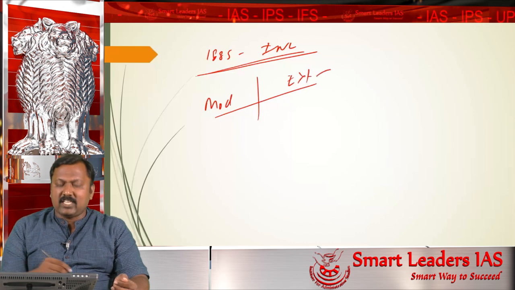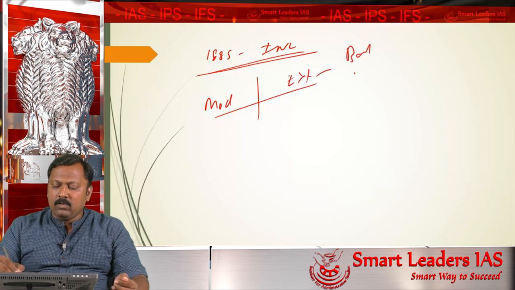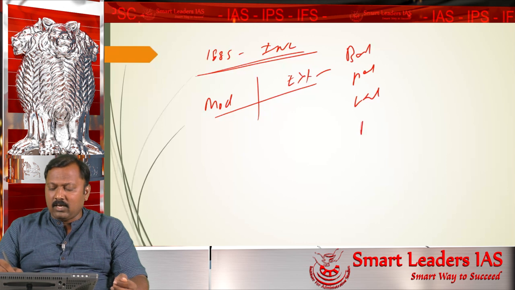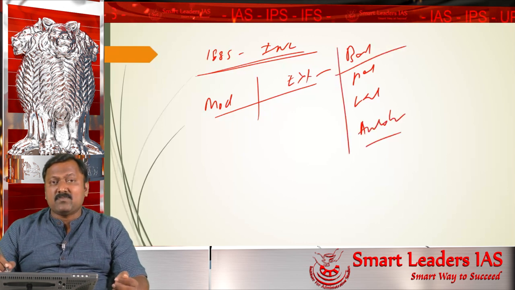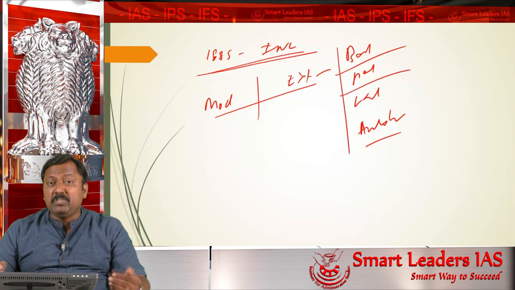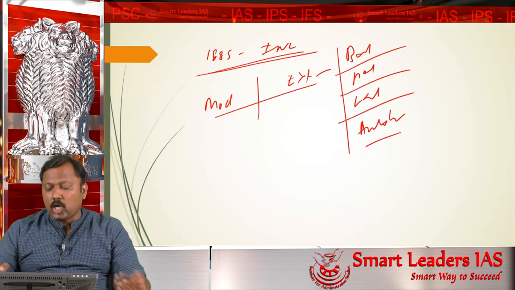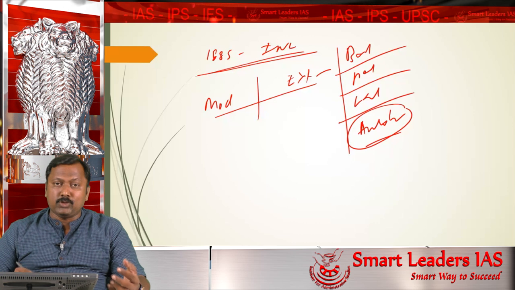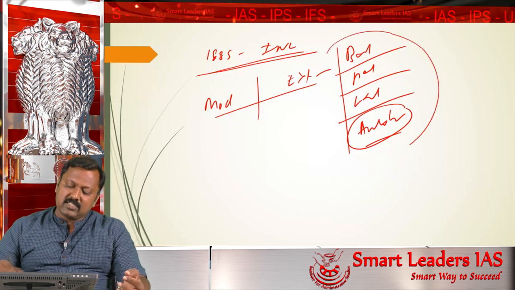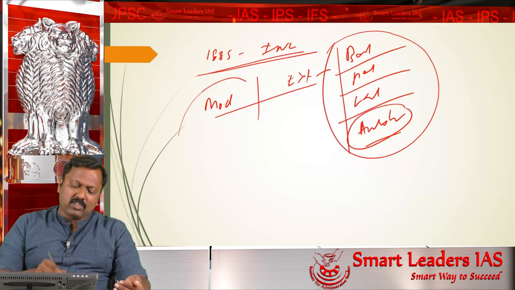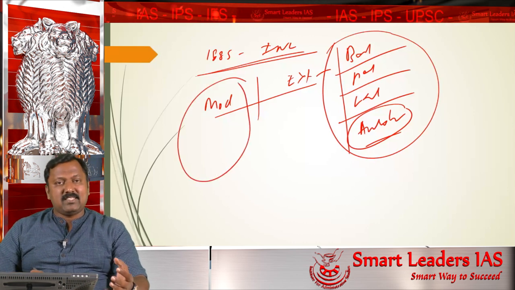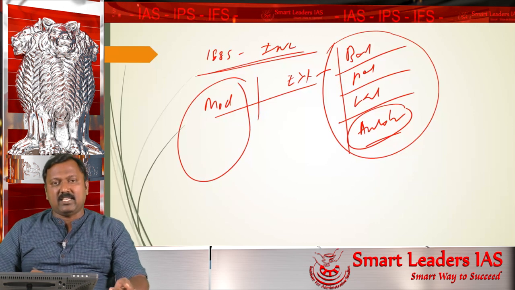The most important extremist leaders were Bal, Pal, Lal and Aurobindo, and we can name many other leaders. Bal means Bal Gangadhar Tilak, Pal means Bipin Chandra Pal, Lal means Lala Lajpat Rai, and Aurobindo means Aurobindo Ghosh. All these leaders were called extremists. We can add more names to this list, but most of the leaders were moderates, and there was a clear difference in perception about the British between moderates and extremists.